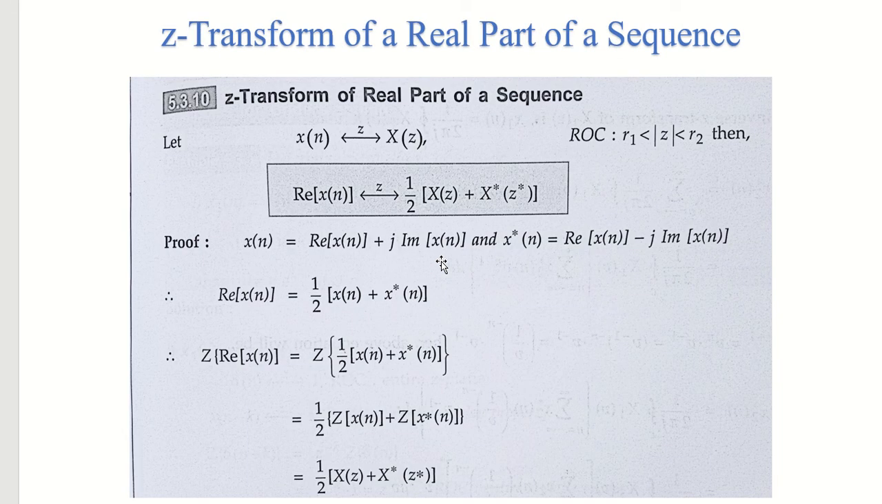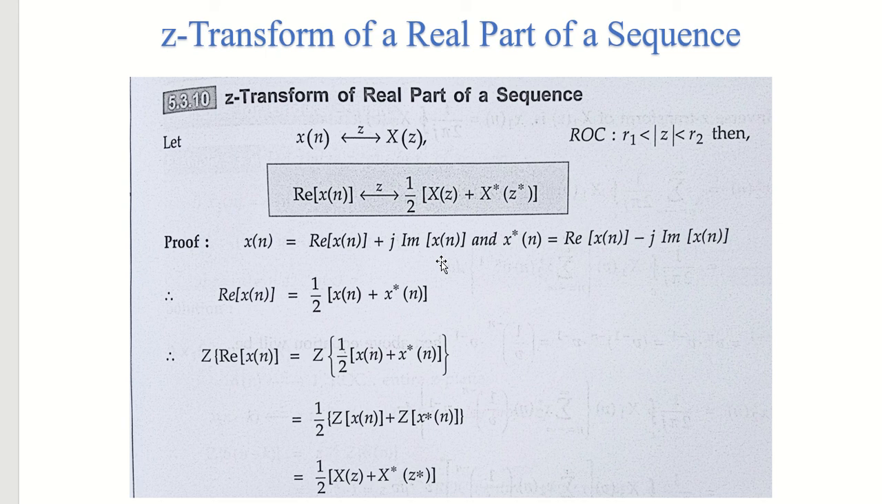Next one, the 10th property, is the Z transform of the real part of a sequence. So we are here taking a sequence and we are taking the Z transform of the real part only. Imagine I'm having a signal x of n, and when I take the Z transform of it, I will get x of z with region of convergence between points r1 and r2. Now what I will do is take only the real part of this signal. x of n is a complex signal, so I'm taking only the real part, and I'm taking the Z transform of that real part.